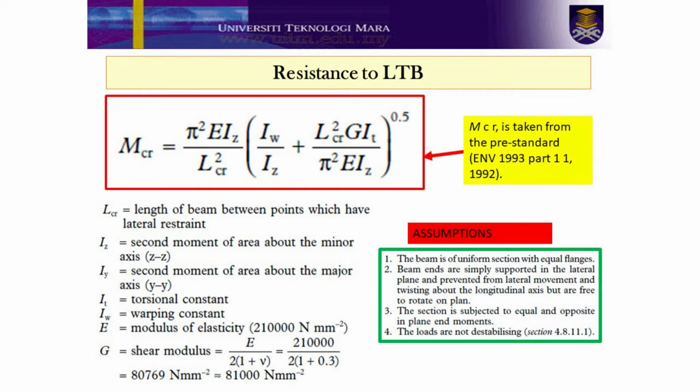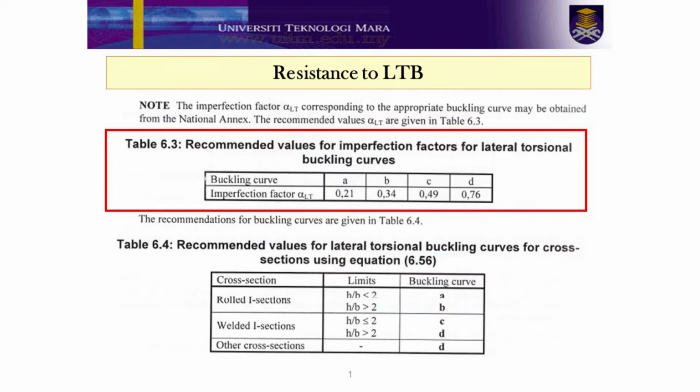the green box. Recommended values for imperfection factors for lateral torsional buckling, alpha LT, are given in table 6.3. Meanwhile, for cross-sections using equation 6.56, it is recommended in EC3 for designers to use table 6.4, followed by the buckling curve. Whichever buckling curve is used, it must depend on the type and size of section as indicated in table 6.4, and followed by referring to the buckling curve given in figure 6.4, which is shown next.